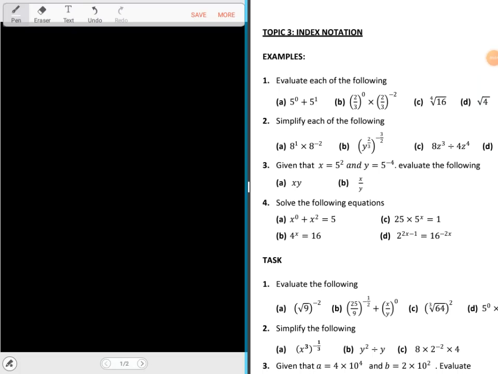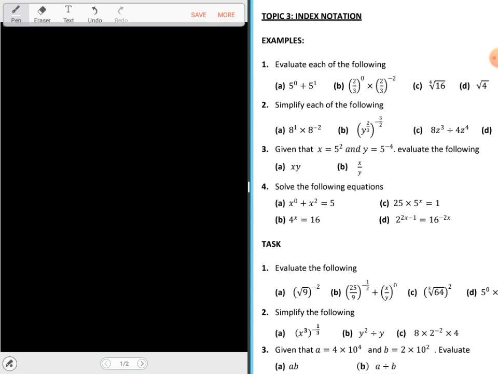In this video, we'll be looking at index notation, mathematics, paper 1 type. Question 1 says, evaluate each of the following. So A, we have 5 to the power 0 plus 5 to the power 1.